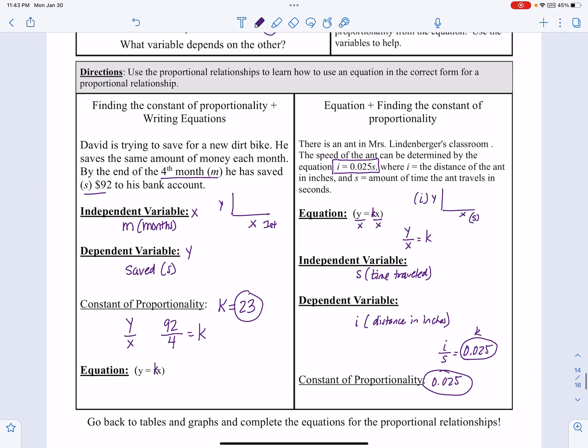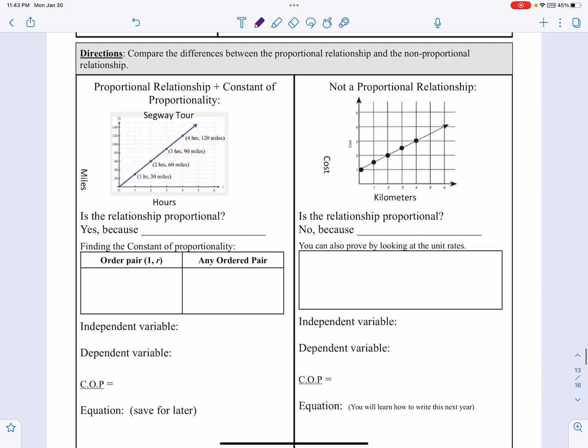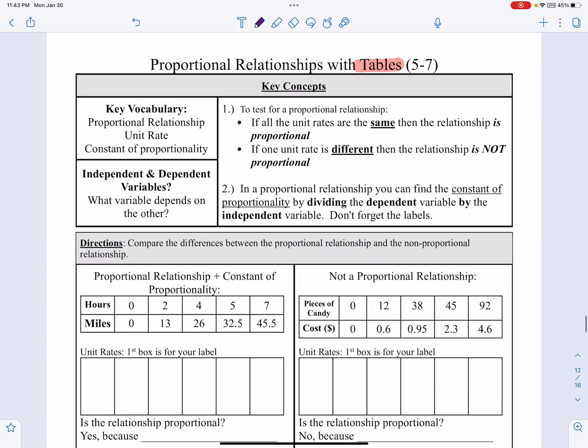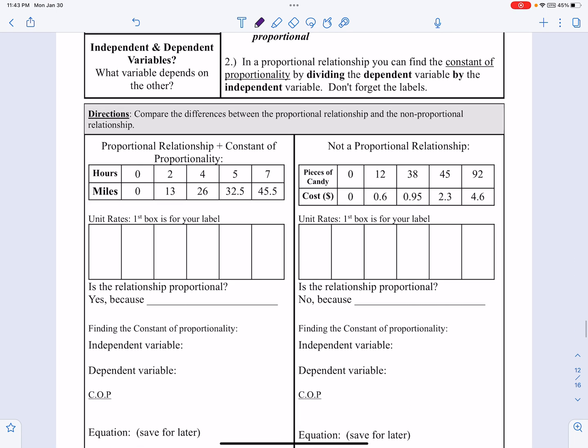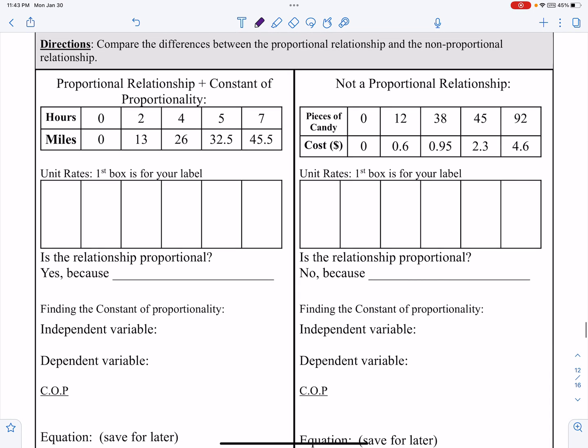All right, so now that we understand the equation, let's go ahead and apply that to our other pieces here. So let's go to the tables, and we're going to look at that same kind of understanding with these tables. As we look at hours and miles on this first one here, I have to think about what is x and what is y. And so I know that when I go a certain amount of hours, that will turn into a certain amount of miles traveled. So this is going to be my hours, which is going to be my independent, and miles is going to be my dependent.